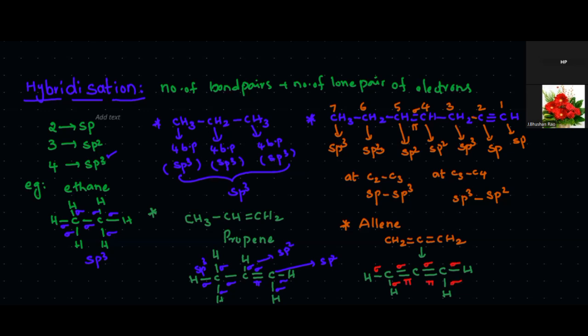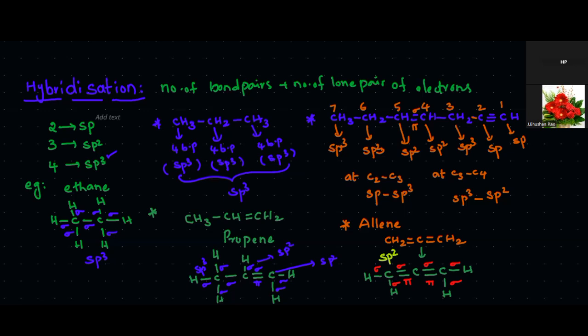So in these sigma and pi bonds, how to identify the hybridization? Here 1, 2, 3. Three sigma bonds means the hybridization of this carbon is sp2. Now coming to this middle carbon. In this middle carbon, only 2 sigma bonds are present, so the hybridization of this carbon is sp.